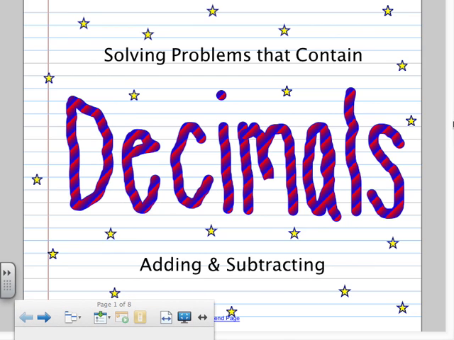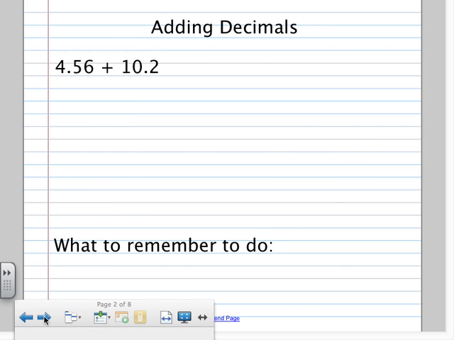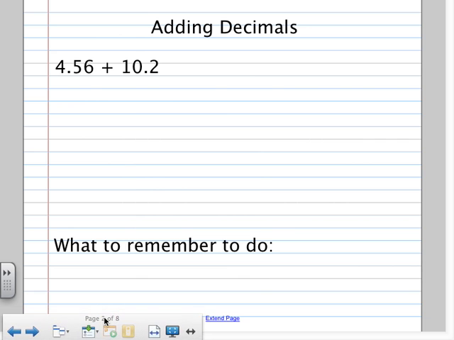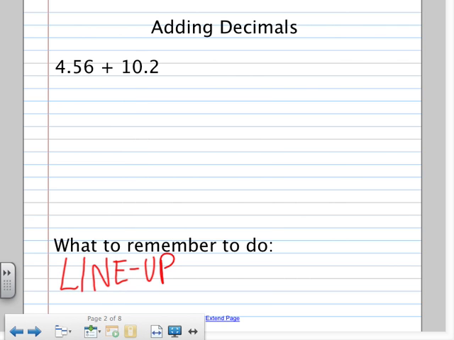All right, we're going to talk about solving problems that contain decimals when you're dealing with adding and subtracting. So, adding and subtracting of decimals. When you're talking about adding and subtracting decimals, there's really only one rule you have to remember. And it's a very important one. It's line up the decimals. As long as you remember to do that, you should have no problems.